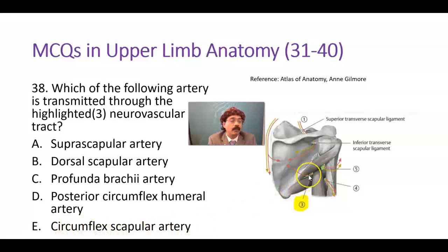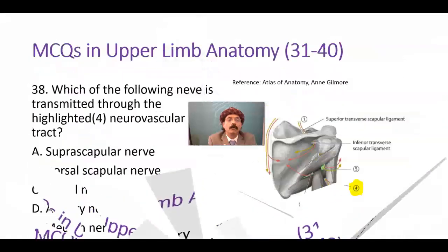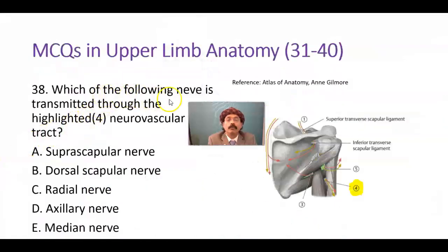This is from the triangular space. We can call upper triangular space, lower triangular space, or just triangular space. This is also called triangular interval. Okay, so answer should be circumflex scapular artery. We got that. Now we'll go, which of the following nerve is transmitted through the highlighted neurovascular tract?